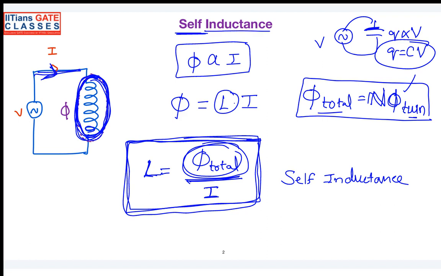Suppose the current is flowing in another coil and that produces a voltage in the primary coil, something like a transformer, we can call it mutual inductance. That will come across later.